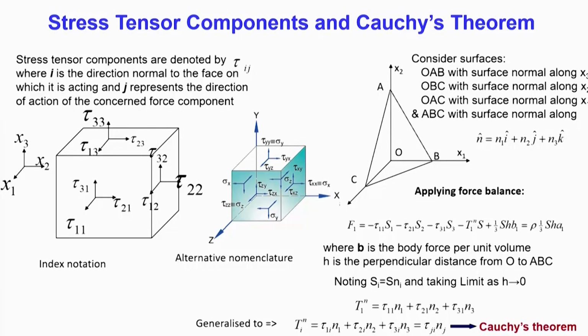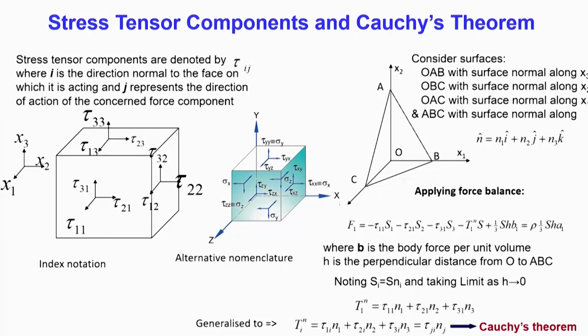So, if you write a force balance over this, then whatever force is acting on the generalized surface can be expressed as a function of the forces on the other surfaces, which can be written in the tau ij notation. Let n be the normal to that ABC, where the direction cosines are n1, n2 and n3. We are now applying a force balance on this.